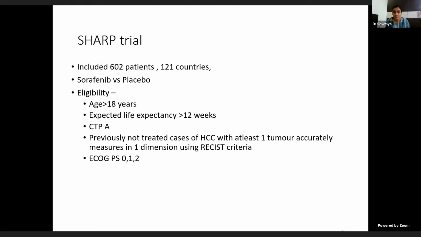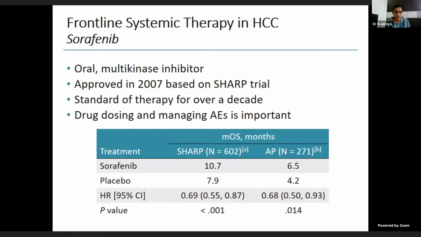It included 602 patients, from 121 countries, mainly located in North American and European countries. The eligibility criteria for this trial were age more than 18 years, life expectancy of more than 12 weeks, Child-Pugh status A, previously untreated HCC with at least one tumor which is accurately measured in 1 dimension using RECIST criteria, with ECOG performance status of 0, 1, 2. So this was approved in the year 2007, and this has been the standard of therapy for over a decade now.